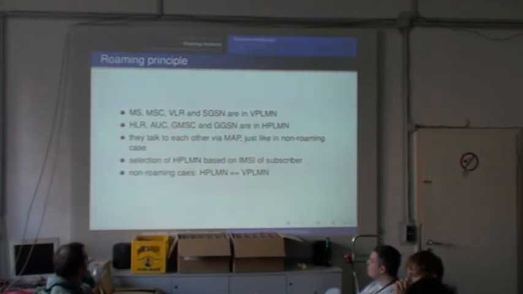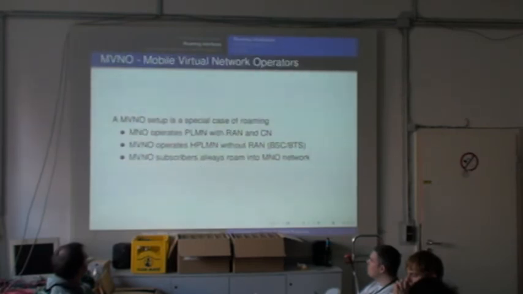Title case. Yeah, so in the non-roaming case, they are just the same network, and that's sort of it. Well, MVNO is just a small slide. It's sort of a special case of roaming where you have an MNO that operates a RAN and core network, and the MVNO operates the home network without RAN. So it's like a roaming case, but with an operator who doesn't have any radio access network.